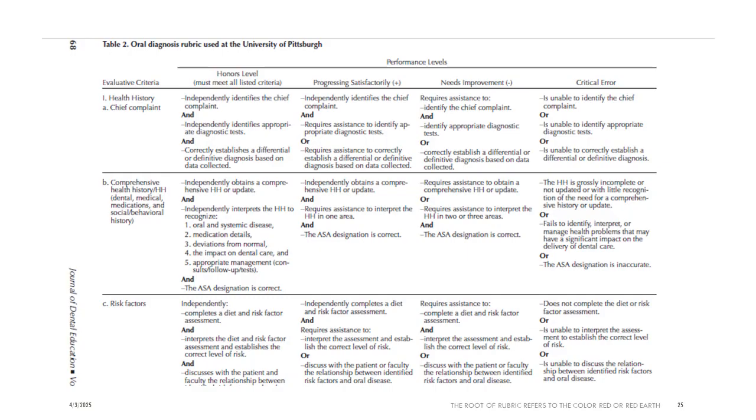For example, I'm just giving an example of one of the evaluative criteria. And the critical error, this one has to be also defined, because for the critical error, it is being unable to identify the chief complaint. This is for the oral diagnosis. This is a critical error. And unable to identify the appropriate diagnostic test is also a critical error. Or unable to correctly establish a differential or a definitive diagnosis. This is also a critical error.